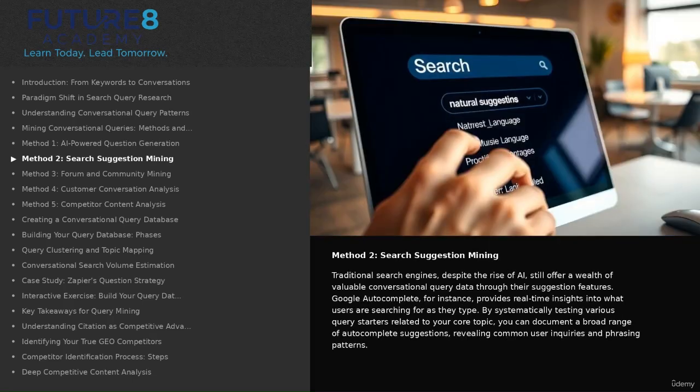Method 2. Search suggestion mining. Traditional search engines, despite the rise of AI, still offer a wealth of valuable conversational query data through their suggestion features. Google Autocomplete, for instance, provides real-time insights into what users are searching for as they type. By systematically testing various query starters related to your core topic, you can document a broad range of autocomplete suggestions, revealing common user inquiries and phrasing patterns.